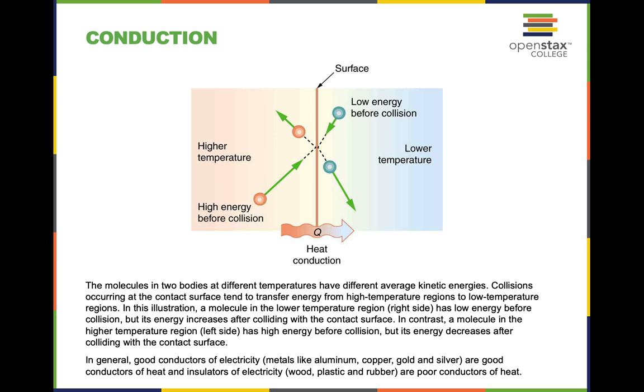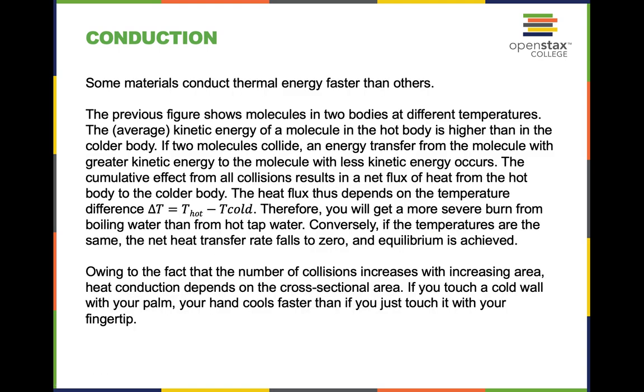In general, good conductors of electricity, metals like aluminum, copper, gold, and silver, are good conductors of heat, and insulators of electricity, wood, plastic, and rubber, are poor conductors of heat. Some materials conduct thermal energy faster than others. The previous figure shows molecules in 2 bodies at different temperatures. The average kinetic energy of a molecule in a hot body is higher than in the colder body. If two molecules collide, an energy transfer from the molecule with the greater kinetic energy to the molecule with the less kinetic energy occurs. The cumulative effect from all collisions results in a net flux of heat from the hot body to the colder body.